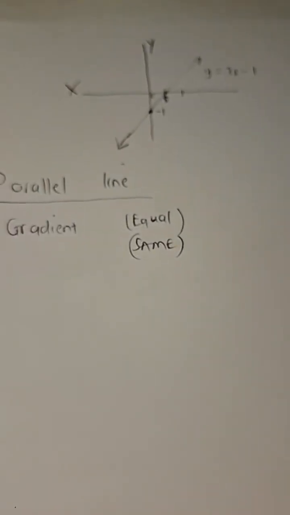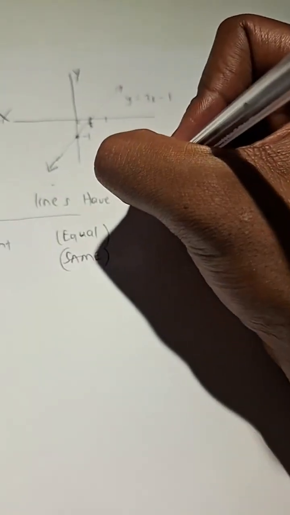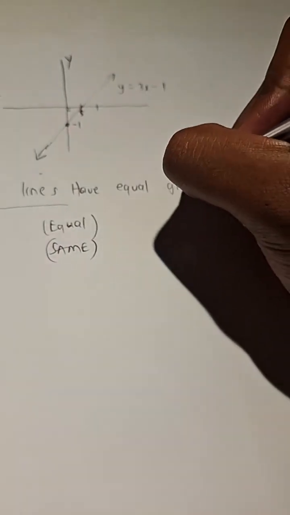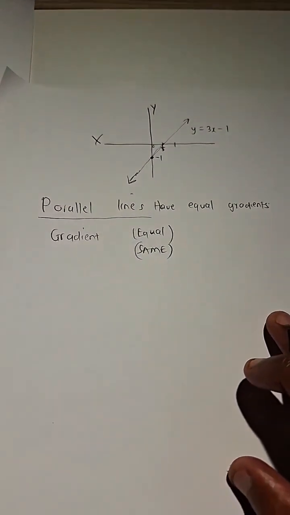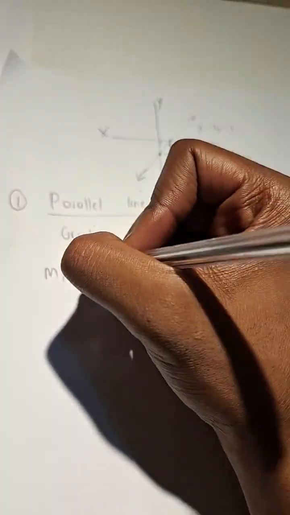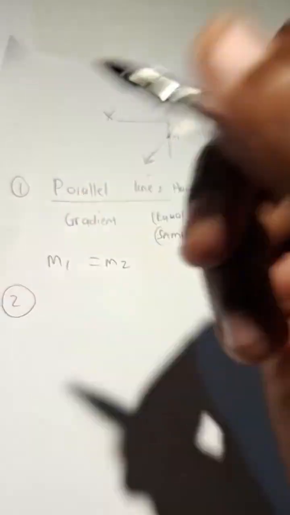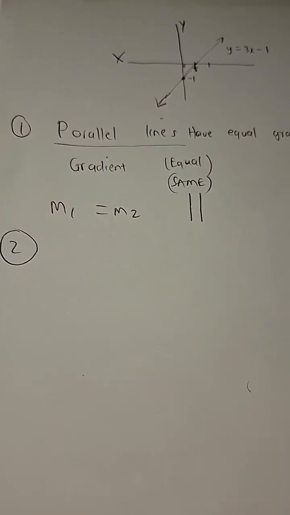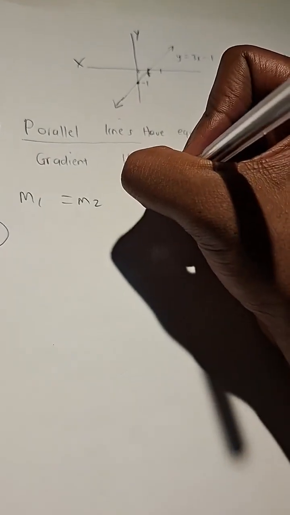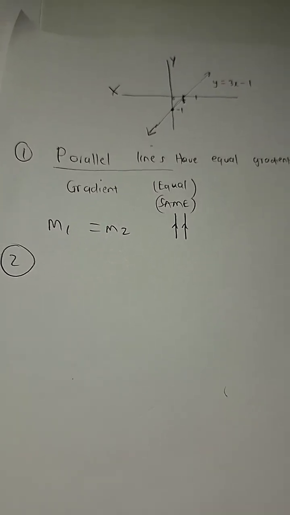So parallel lines have equal gradients. Right? Very nice. In other words, M1 is equal to M2 for parallel lines. Let's put those arrows that they usually put to indicate parallel lines. So for parallel lines, we have equal gradients.